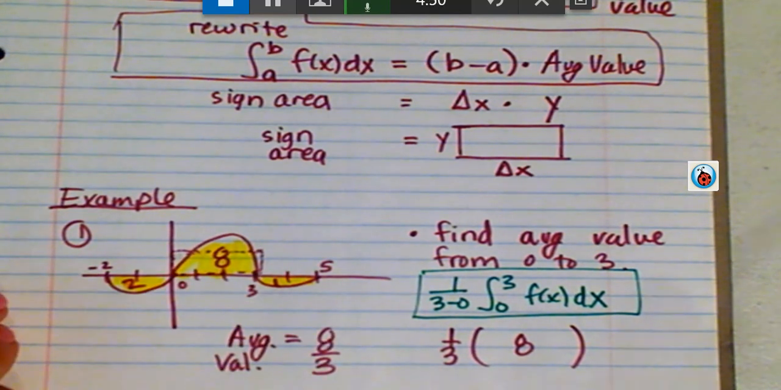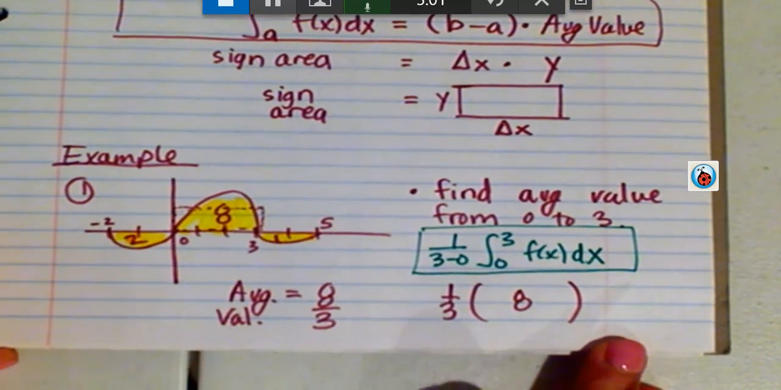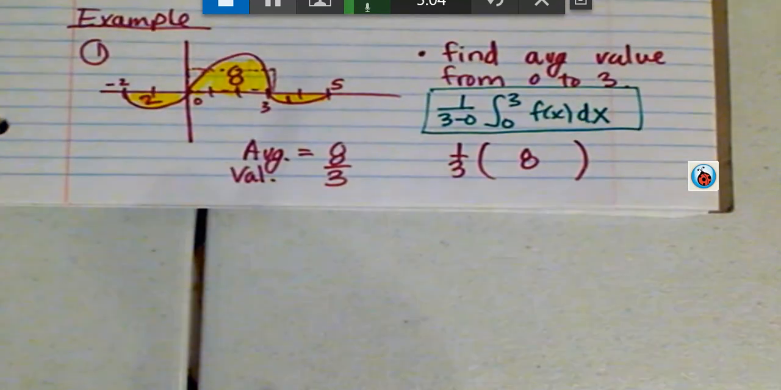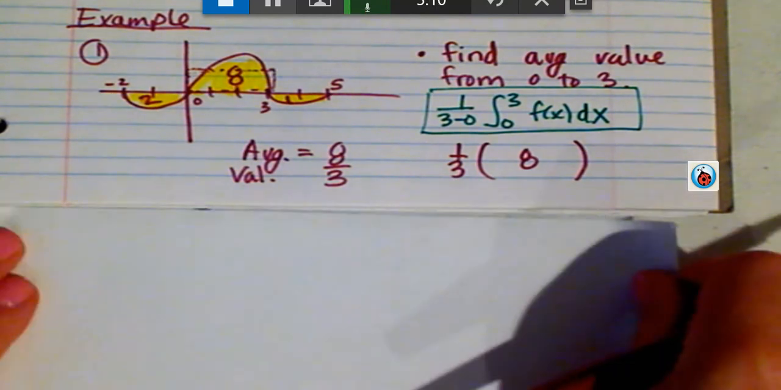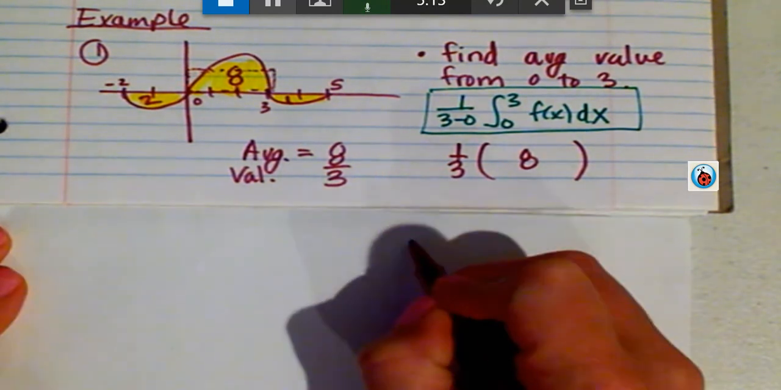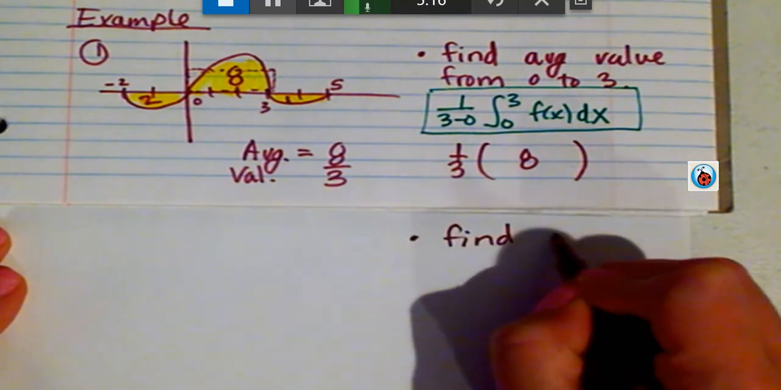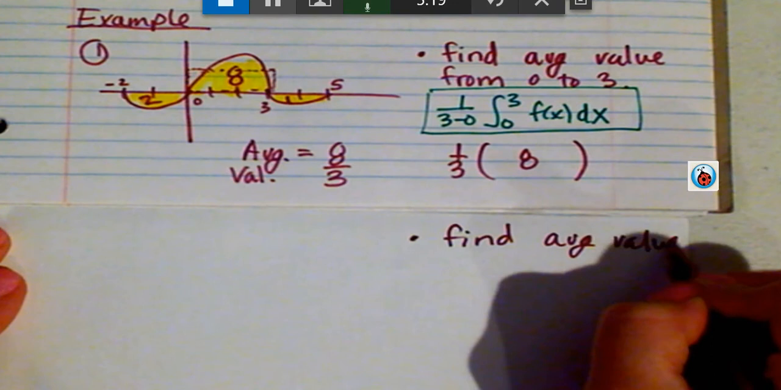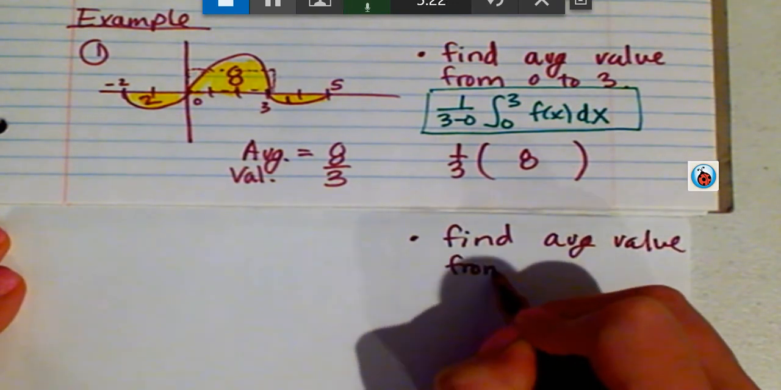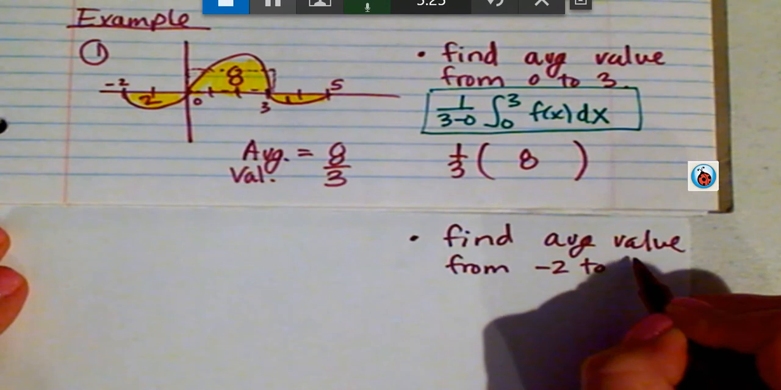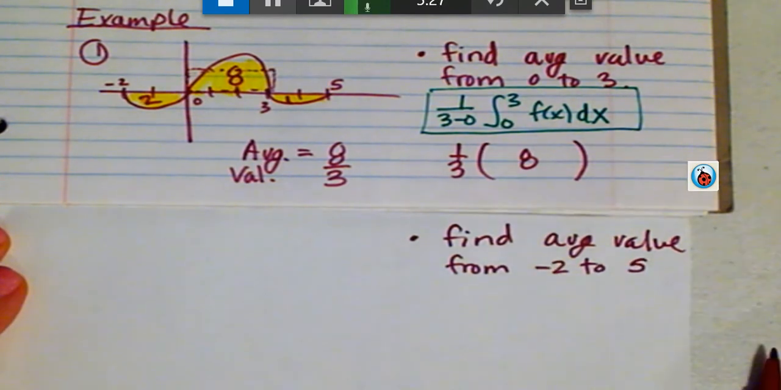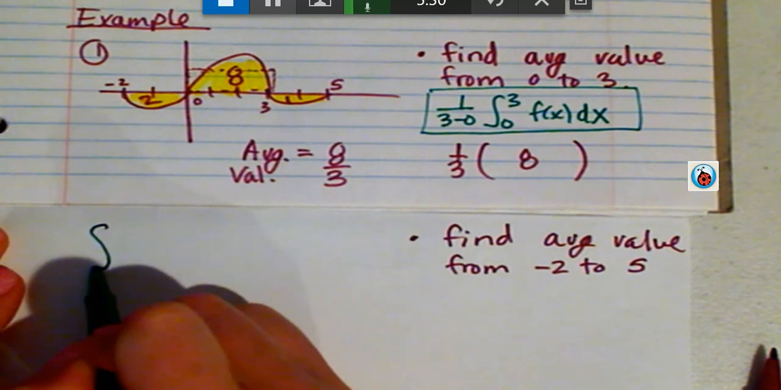All right, so let's go ahead and do one more question. Now I'm going to use the same graph. There we go. I'm just going to scooch it down here. Pull out some paper. Here we go. Question 2. Find average value from -2 to 5. All right, so the first thing I do is identify my formula.